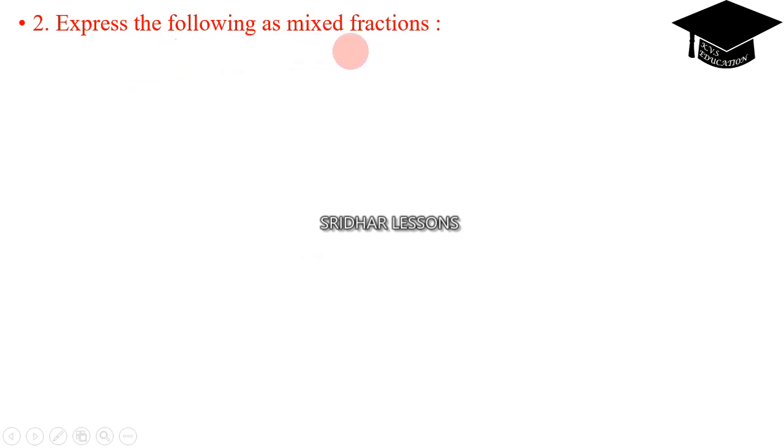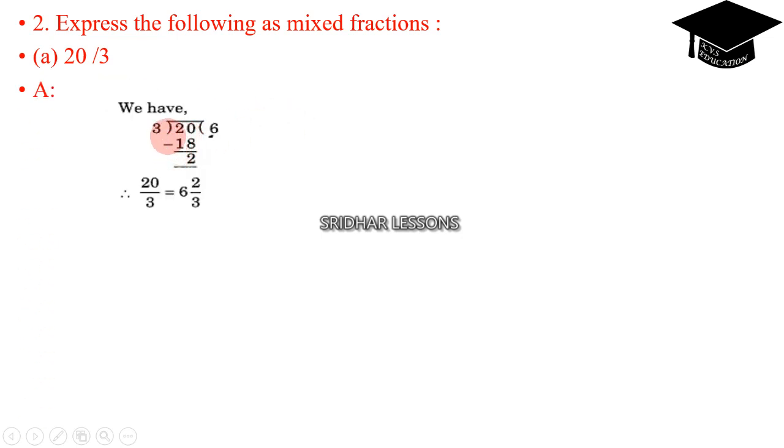Express the following as mixed fractions. 20 by 3. We divide 20 by 3. 6 into 3, 18. If we subtract, we get 2 as the remainder. So we can write 6 2 by 3. We can write 20 by 3 as 6 2 by 3. This is the mixed fraction.